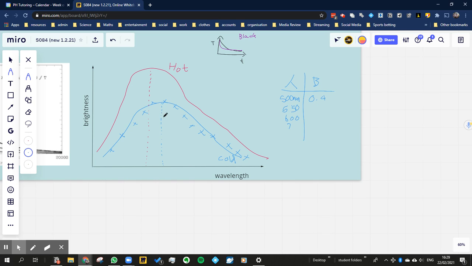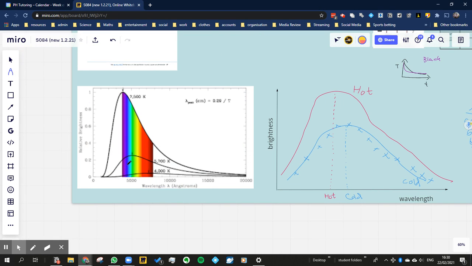And for my cold object, the wavelength that was the brightest for that object was about here. Okay, so that's my cold maximum wavelength. And then the wavelength that was the brightest for the hot object was this wavelength. But also for all wavelengths, the hot one produced a brighter light. Okay, so when you draw them, these lines would never intersect one another. So that's what this is showing here. Is that a bit clearer?